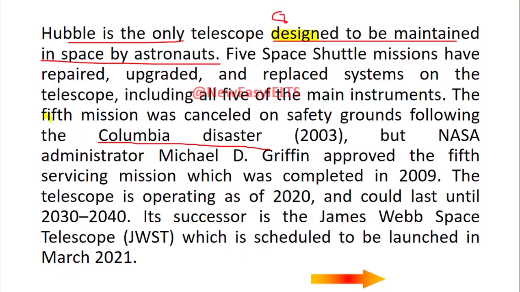But we have to just find out about the Columbia disaster and what happened just afterward. The fifth mission was cancelled. It was cancelled because of the Columbia disaster. So our keyword is cancel or cancelled. But if we put cancel in the question, Columbia disaster led to cancel of fifth service mission, it is wrong. If we put cancelled, it is again wrong grammatically. So which word can be there? It is cancellation. Columbia disaster led to cancellation of fifth service mission. So this is your answer, cancellation.